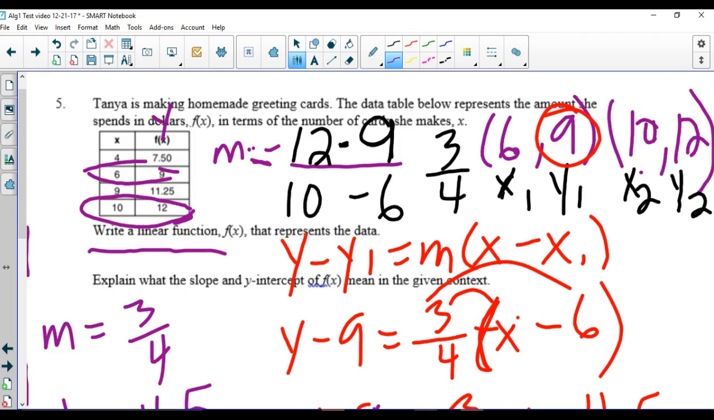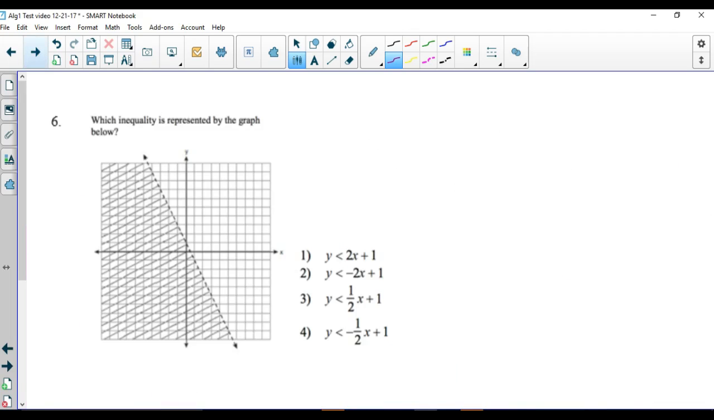And again, I'm going to go back and forth to the answer, so I'm not always writing everything, so we can speed through the video a little bit. Okay, next question. Which inequality represents by the graph below?